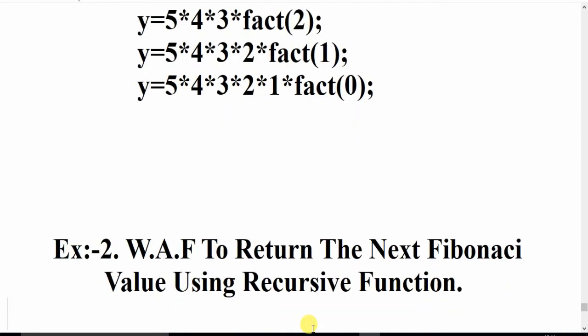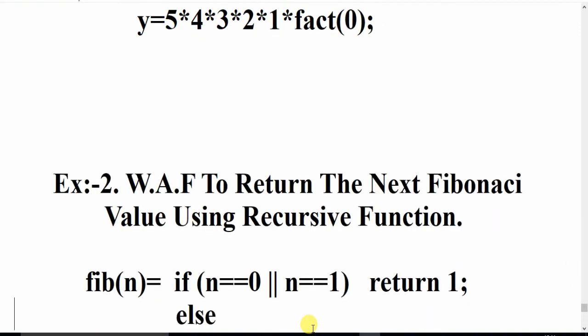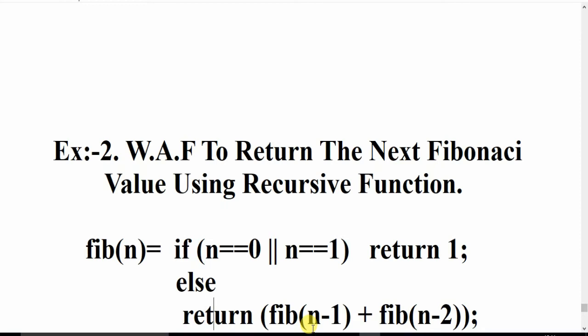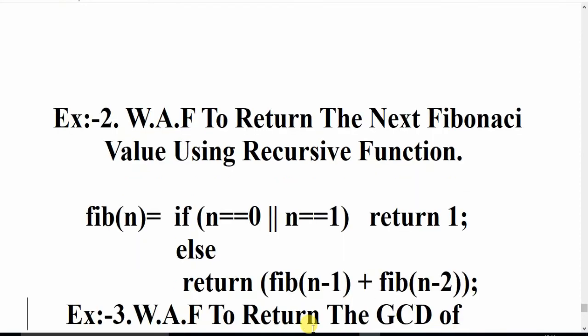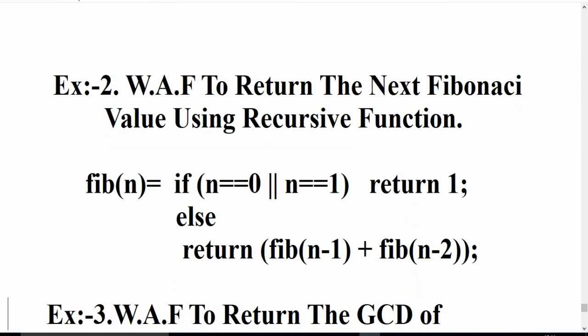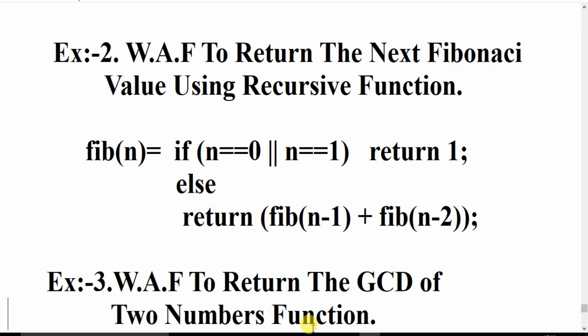Similarly, let us try to write some more examples using recursive functions. Write a recursive function that returns the next Fibonacci value using the recursive function mechanism. What is the Fibonacci series? We know that the sum of the two preceding numbers gives the Fibonacci series value. So that is Fibonacci of n. If the n value is 0 or the n value is 1, the Fibonacci value is 1. Otherwise, return Fibonacci of n minus 1 plus Fibonacci of n minus 2. We just try to write this function to return the next Fibonacci series value of the given number here.